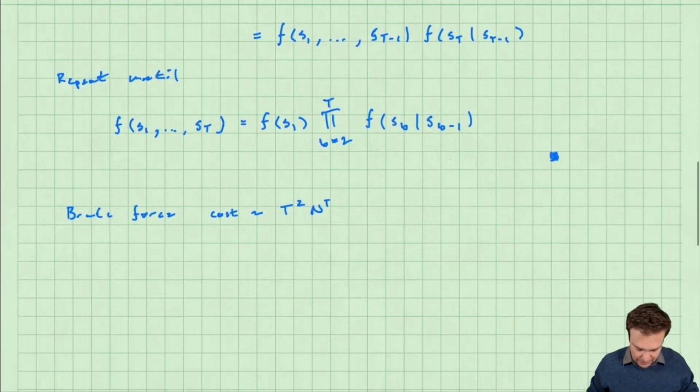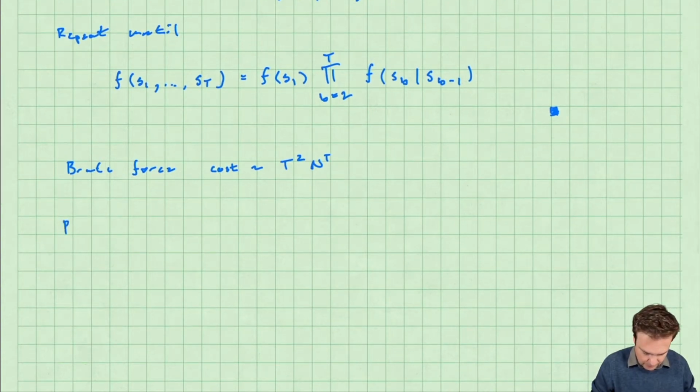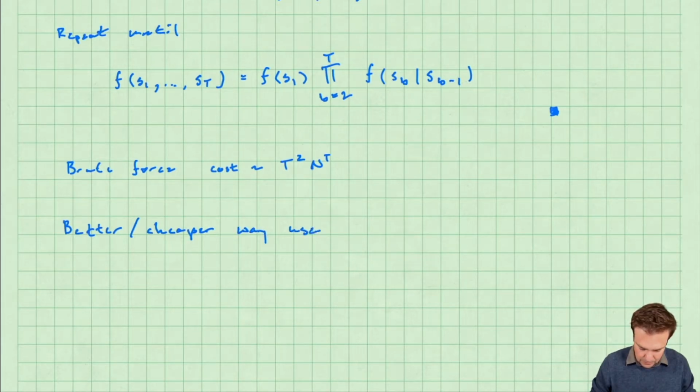And so there's a better way. The better way we're going to introduce uses a new quantity that we'll call the forward probability vector. So, a better, cheaper way: use what's called the forward probability vector.